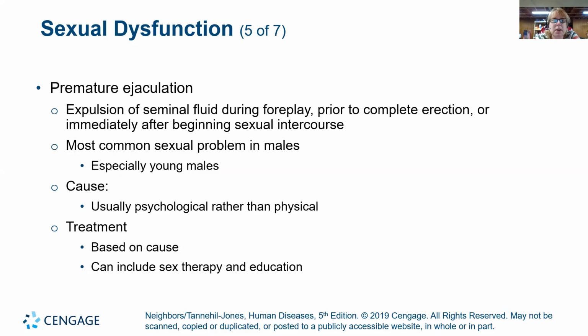Premature ejaculation. This is when the seminal fluid is expelled prior to completing sexual intercourse. It can happen before there's even an erection or during foreplay. It's the most common sexual problem in young males. It's usually a psychological problem rather than a physical problem. Again, most young men outgrow this. But the treatment can be based on a specific cause. It can also include some psychological therapy and just educating young men.